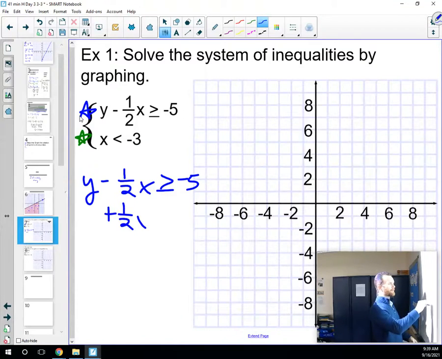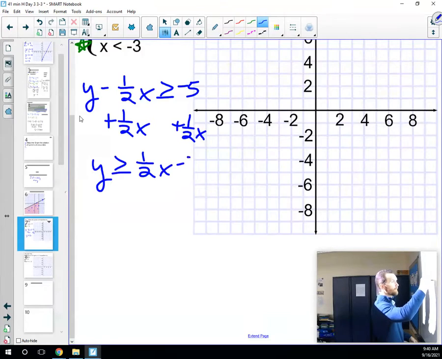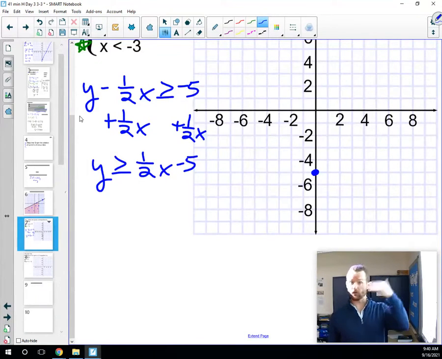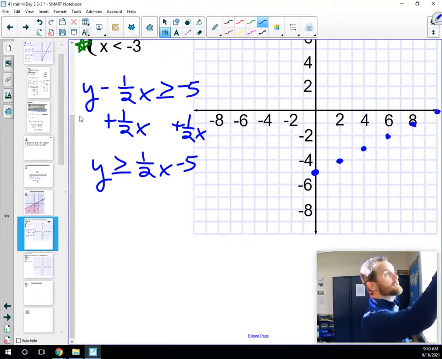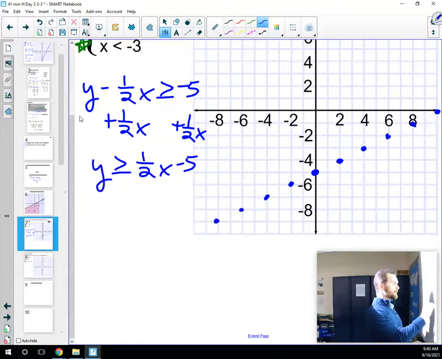We just have to add 1/2 x to both sides. That's not too bad. We scroll down a little bit. Then we get y is greater than or equal to 1/2 x minus 5. Now we just find our b and m value. Our b value is -5, so I go to -5, put a point right there. And the slope is 1/2, so rise over run. I go up 1, right 2, as many times as I can, all the way to the end. And then in the opposite direction, we go down 1, left 2, down 1, left 2, as many times as I can. There we go.